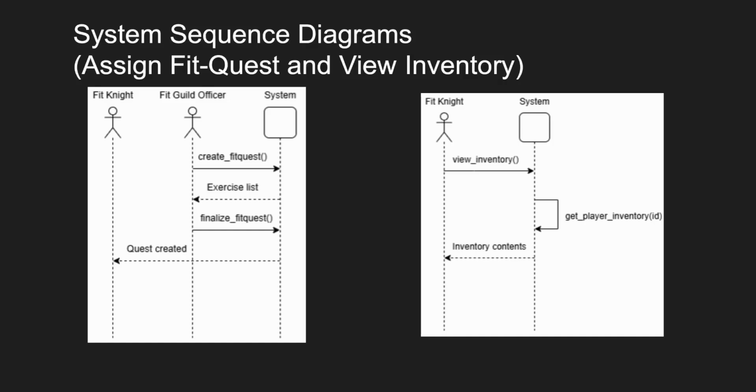And then for viewing the inventory, the Fit Knight's going to click to view their inventory. The system's going to get all the information about the player's inventory, and then they're going to return the contents of the inventory to the user.